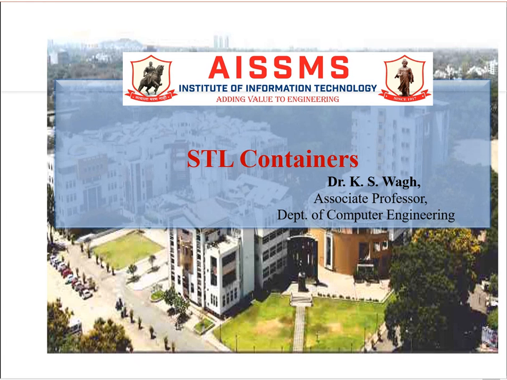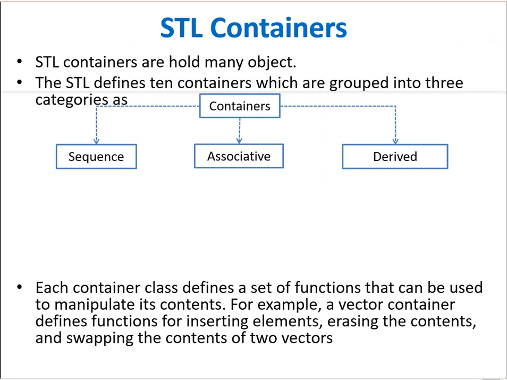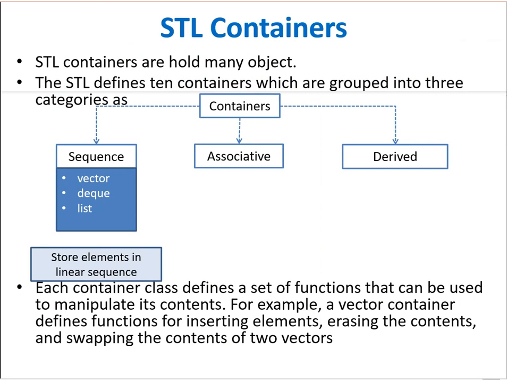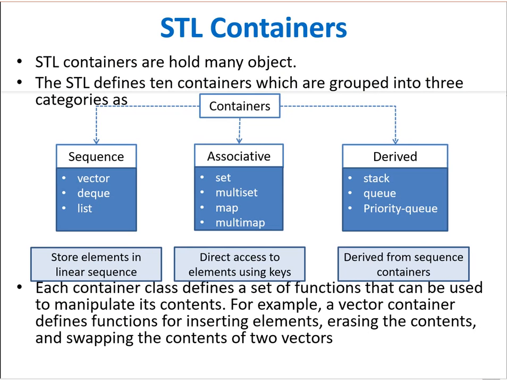Today I am going to explain the details of the STL containers. As we know the STL and its components, but what are the different containers supported by the STL? An STL container holds many objects of the same type. STL containers are divided into three types: sequence container, associative container, and derived container.